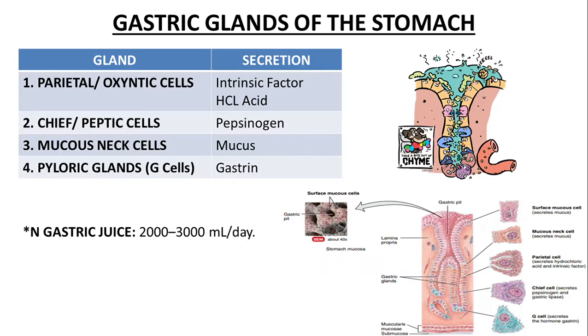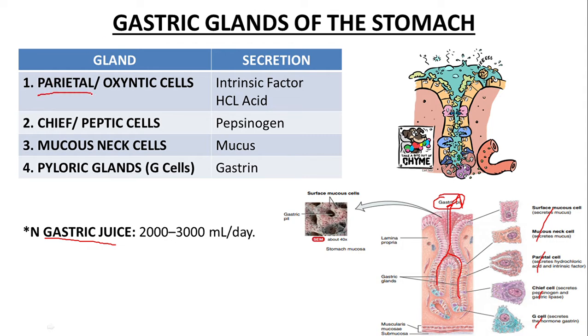Next, you have the gastric glands of the stomach. The stomach has glands called gastric glands, able to release various enzymes and substances which contribute to the formation of gastric juice. The normal gastric juice produced is 2,000 to 3,000 ml per day. And you have what you call a gastric pit. The gastric pit contains all the glands of the stomach, including mucous cells, parietal cells, chief cells, and G cells. Each of them secretes substances within the gastric pit, that eventually make their way into the opening of your stomach.